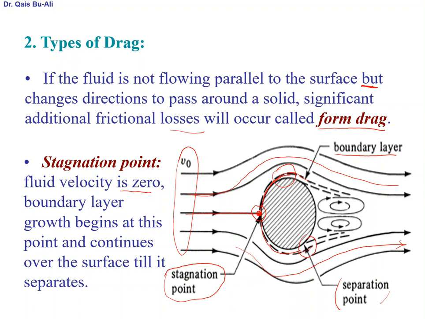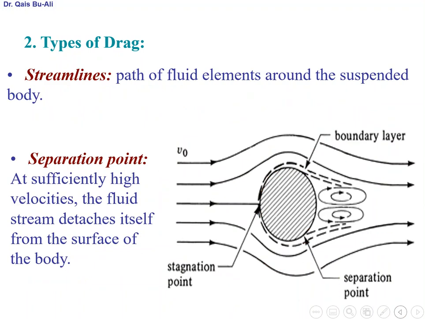So we talked about the form drag in this slide, which is the second type of drag, and we talked about the stagnation point. The other thing is the streamlines. Of course, you know the meaning of streamlines. Streamlines show the path of the fluid elements around the suspended body. This is a streamline, this is a streamline. So all of those are streamlines.